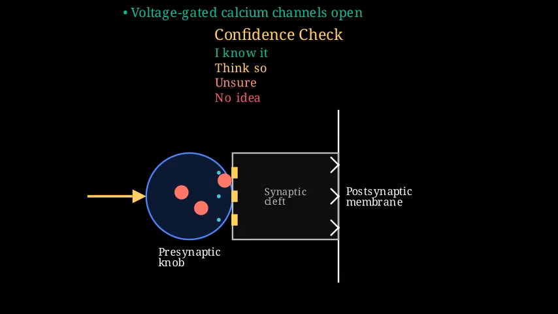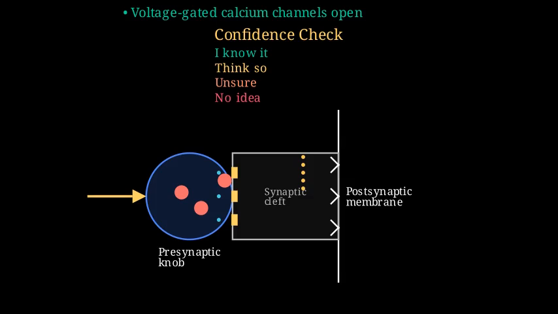Step 5. The vesicle releases neurotransmitter molecules into the synaptic cleft. These molecules spread out by diffusion, moving from the presynaptic side toward the postsynaptic membrane. So the fifth event is neurotransmitter diffuses across the synaptic cleft.